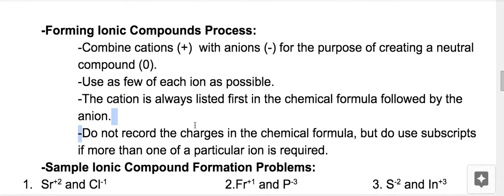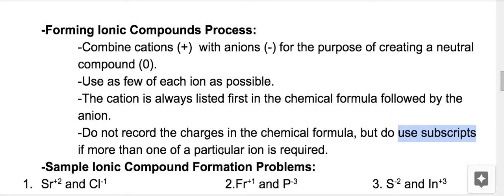Also, when we're doing this, we don't record the charges in the chemical formula. We still need to use subscripts, so we use those if we have more than one of any particular ion. But we don't record the charges because overall, once they're ionically bonded, there isn't a charge.